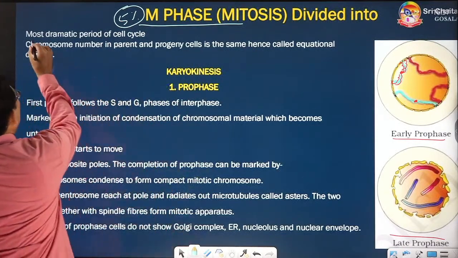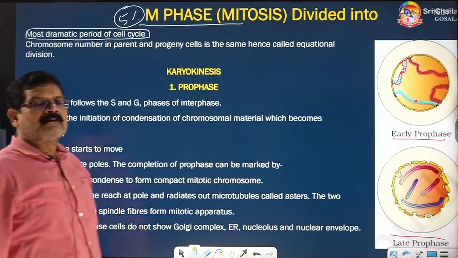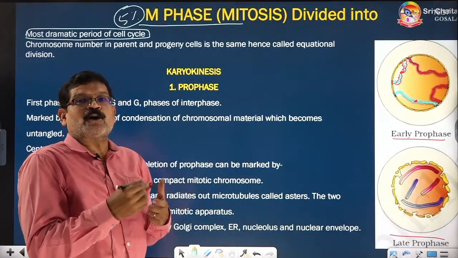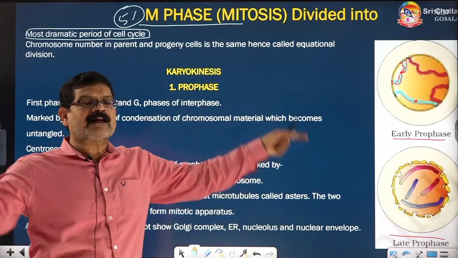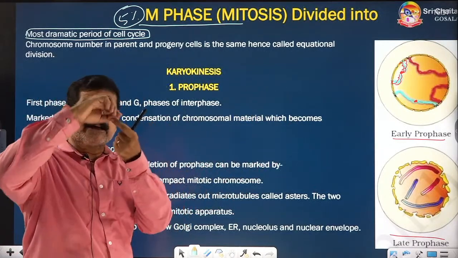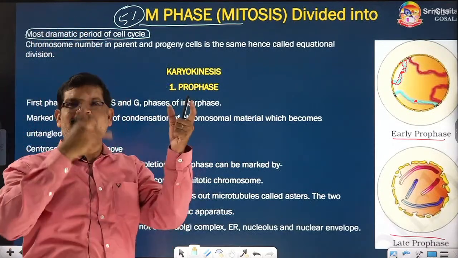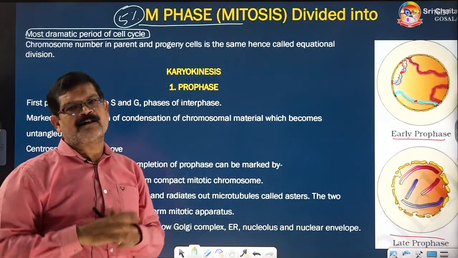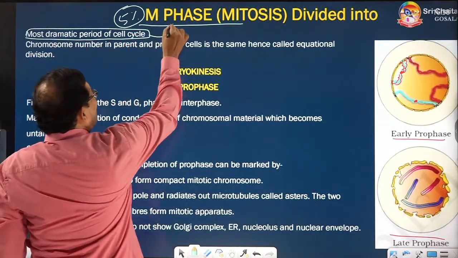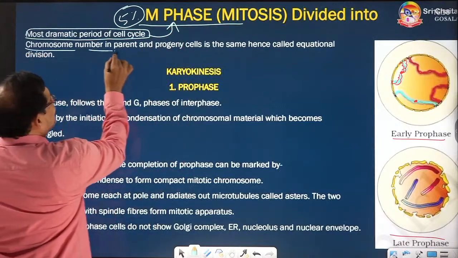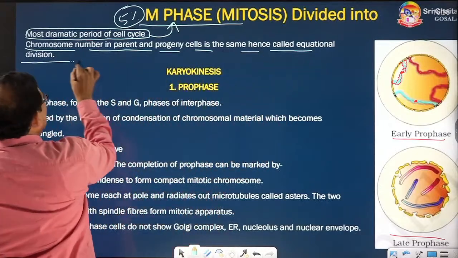That's why we call it the most dramatic period, drama. It is like playing a certain kind of drama: all the chromosomes will condense, they move here and there, they come to one equatorial plate, after that the centromere splits and the chromosomes move to the opposite poles. Everything is like a drama which happens here. That's why the most dramatic period of the cell cycle is the M phase. The chromosomal number in the parent and progeny cells is the same, hence it is called equational division.